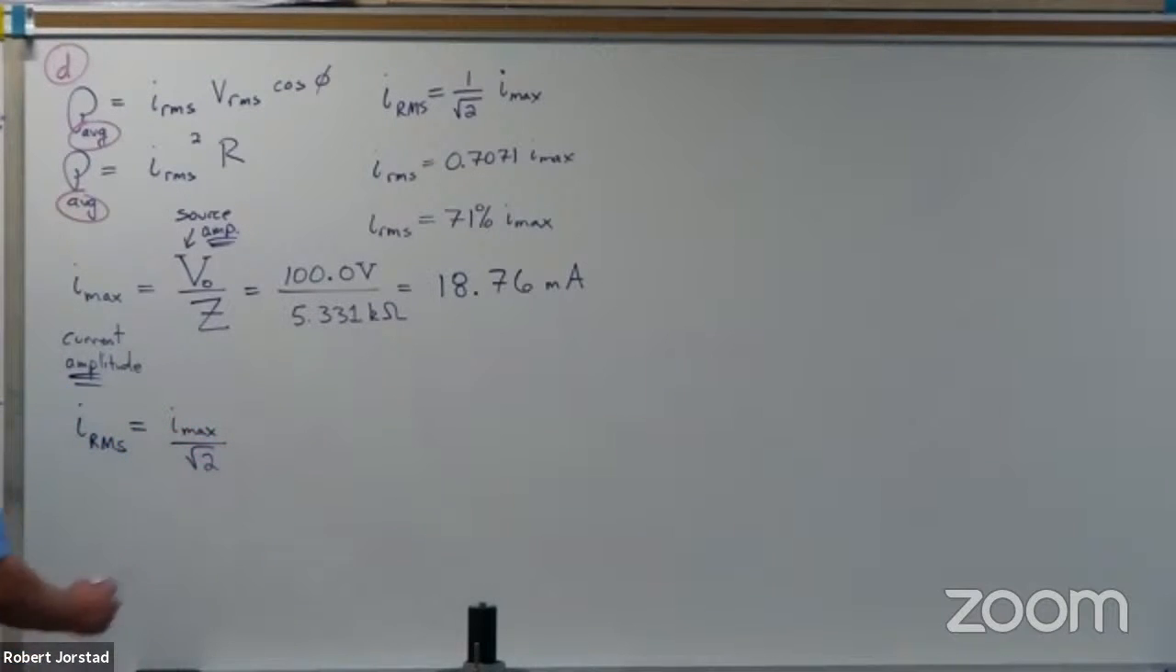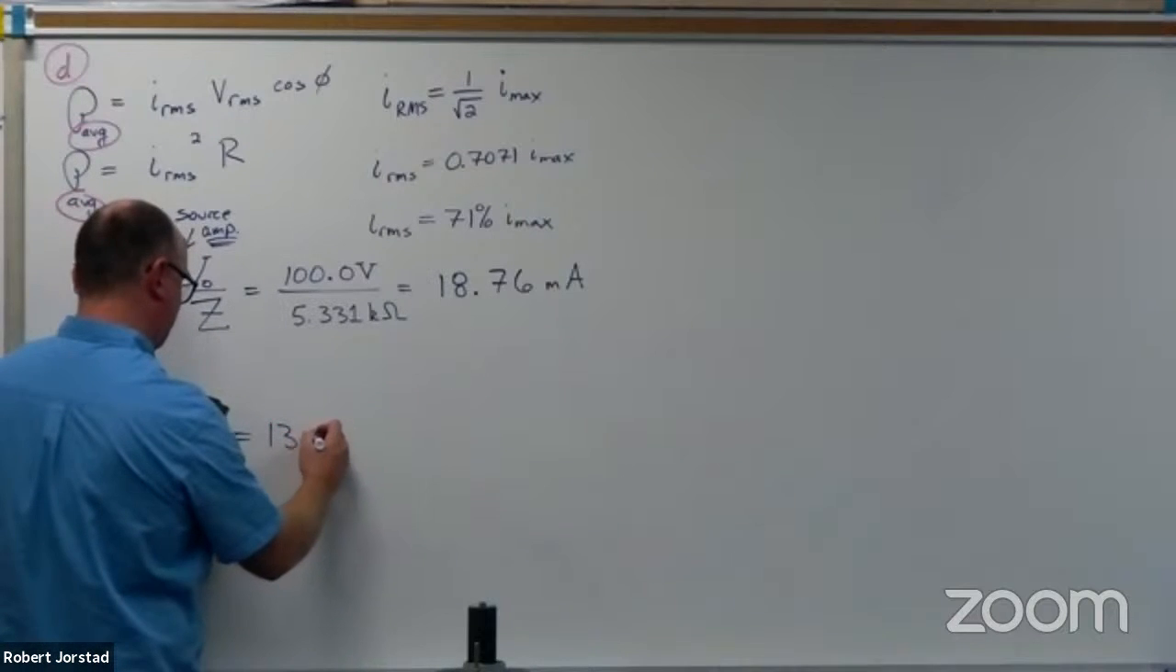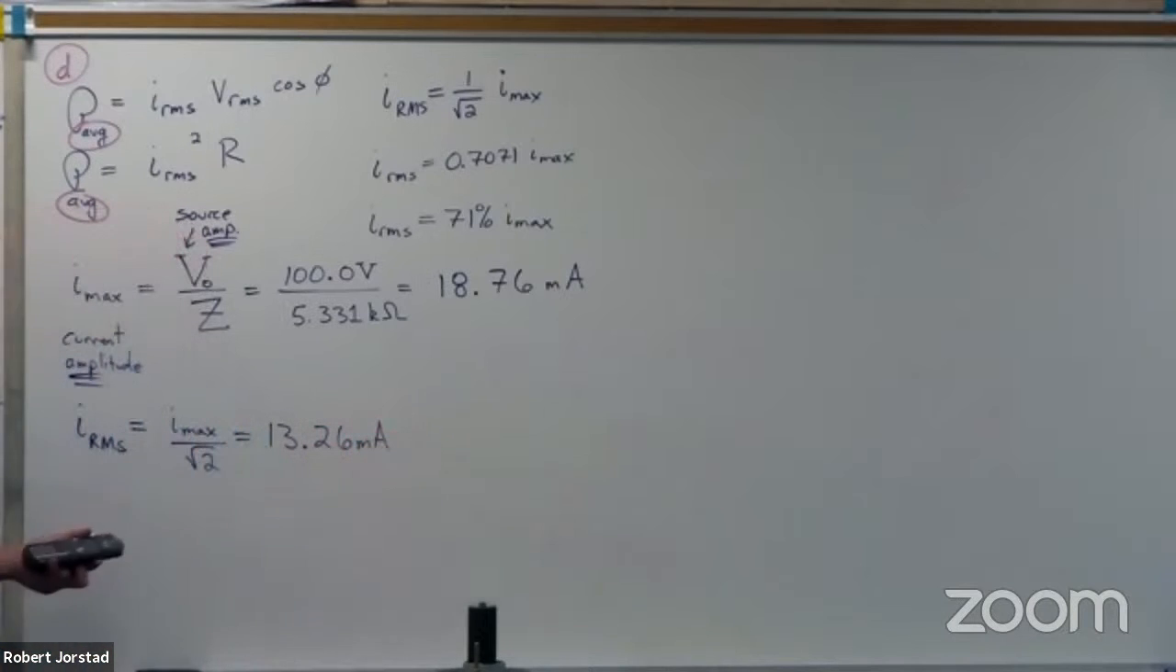All right. In this case, if I just take that and divide it by, 0.7071, oh, whoops. Let me just divide by square root of 2. I get 70% of that. It's 13.26 milliamps.